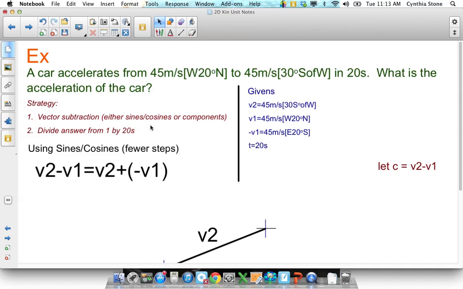I'm choosing sines and cosines because I want to do fewer steps. So here's my givens. V2 is here, V1 is here. Remember, when you use sines and cosines, you have to find negative v1 because you're doing a vector add, but you're adding the negative. So I take the negative v1, east 20 degrees south. Remember, when you do the negative, you just change the direction. That's all you have to do.